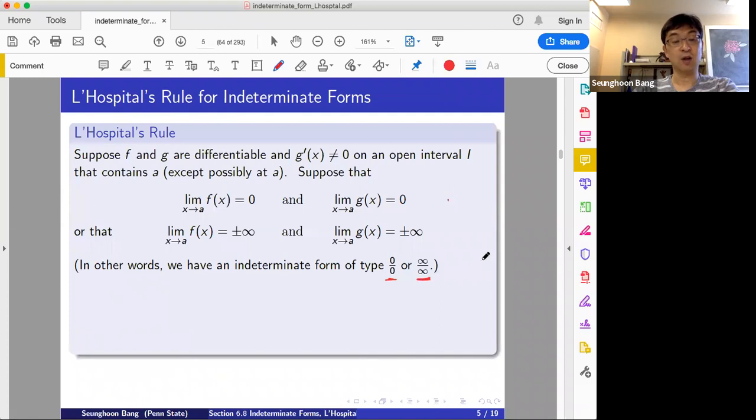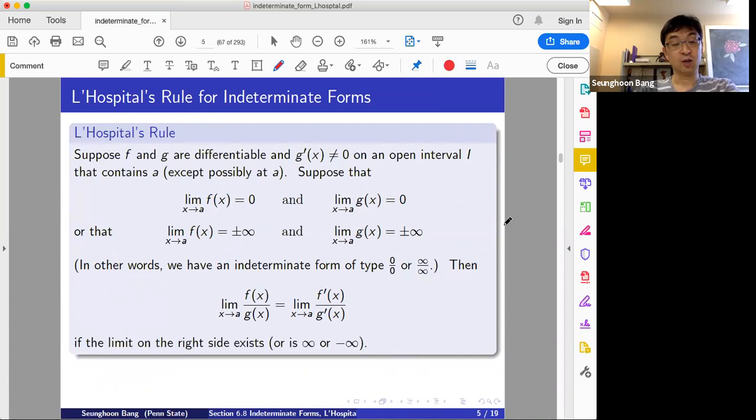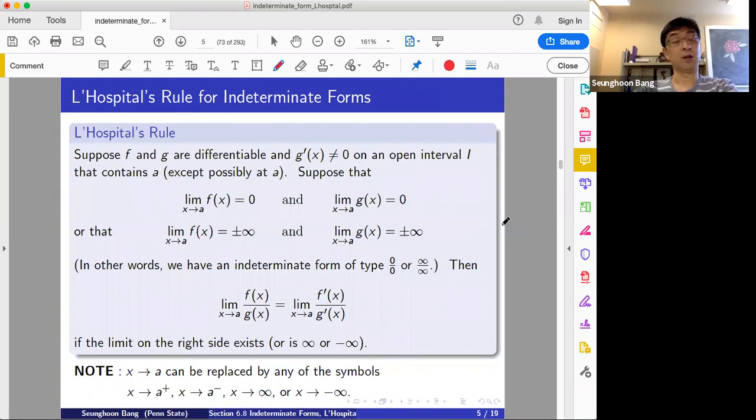Two types. How can you solve? Limit of f of x over g of x is exactly the same as limit of f prime of x over g prime of x. That we call L'Hopital's rule. Here, if the limit on the right side exists or is infinity or negative infinity, note x approaches a can be replaced by any of the symbols: x approaches a from the right, a from the left, infinity, minus infinity. But it doesn't matter. You can use a one-sided limit or infinity or minus infinity. It's good for using L'Hopital's rule.